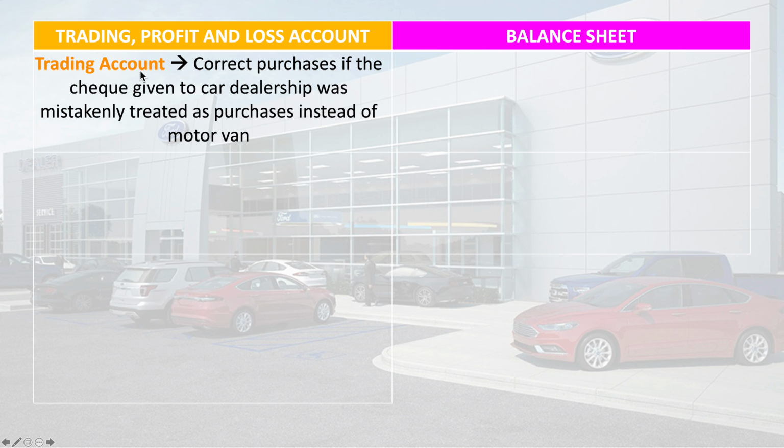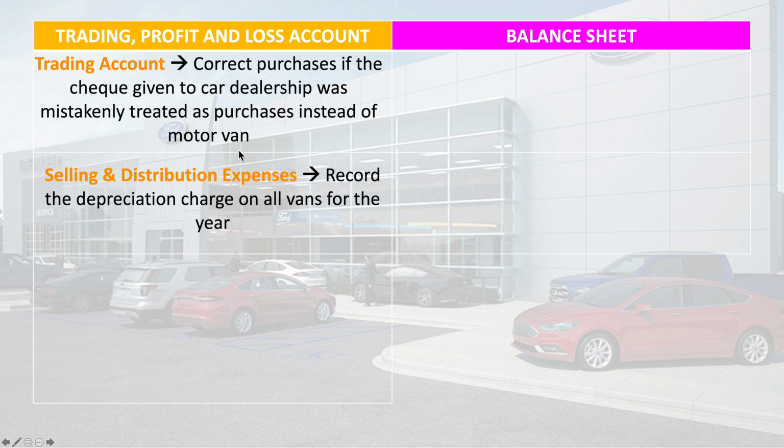So in the trading account, a lot of the time, in every single one so far, what has happened is that the bookkeeper has accidentally treated the purchase of a motor car or a delivery van as the purchase of trading stock. So obviously this company does not sell vans, if we're told that it was incorrectly treated as purchases. So that's just happened in every single one to date, but watch out, it might not happen this year. But if it's incorrectly treated as purchases, we have to correct the purchases if the cheque given to the car dealership was mistakenly treated as purchases instead of motor van.